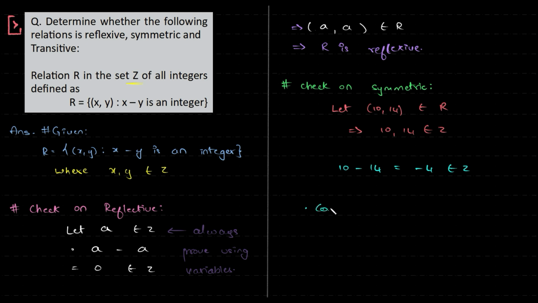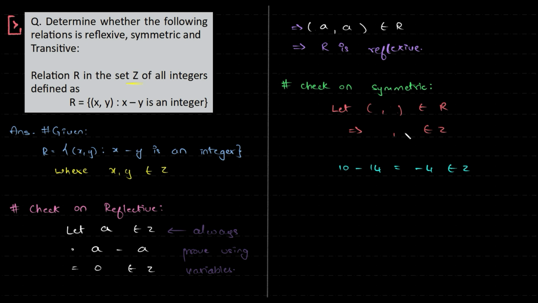If I consider, so now if I happen to flip things around, if I consider 14 and 10, so 14 minus 10 results in 4. This also is an integer, and so 14 and 10 will be part of R, and so R is symmetric, right? So this is how you have to think. Of course, we can't write it this way. We will flip it around. Let me do this.